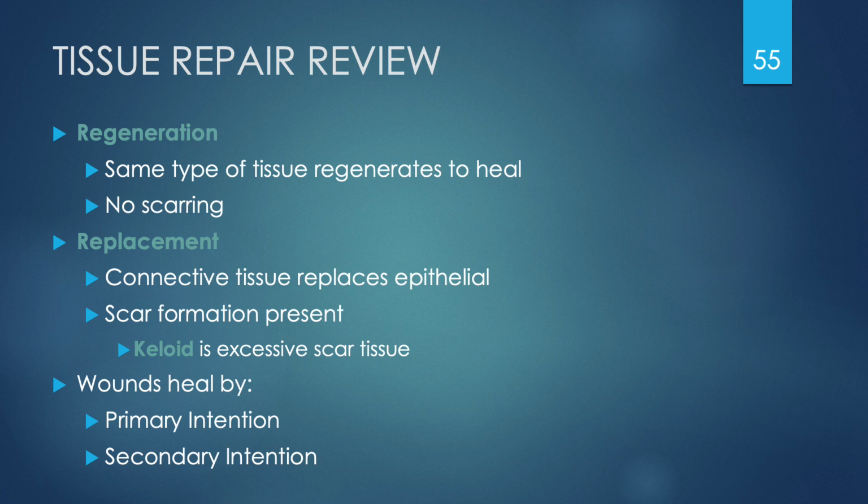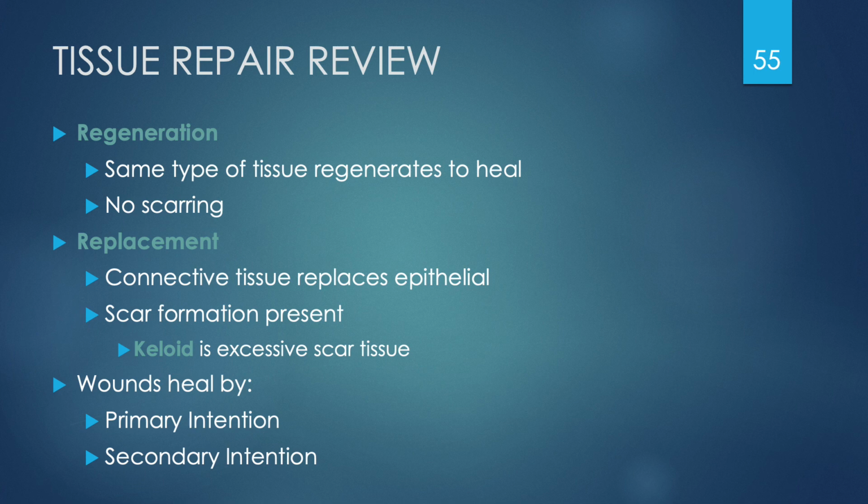So when we discuss tissue repair, tissue can repair in one of two different ways, either through regeneration or through replacement. In regeneration, the same type of tissue that was there before regenerates and comes back and looks normal, so you have no scarring at all. But on the other hand, sometimes the damage is too extensive to have it return to its normal appearance and function, in which case we get the development of a scar. And a scar is really just collagen laydown or connective tissue that replaces the epithelial tissue that was there before.